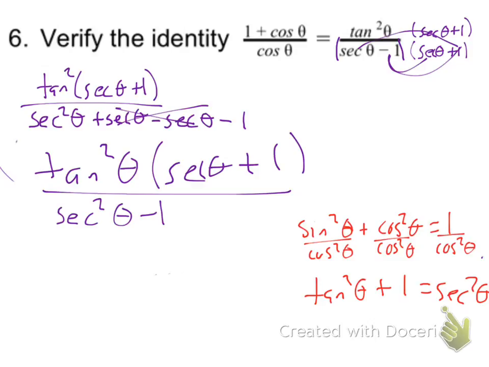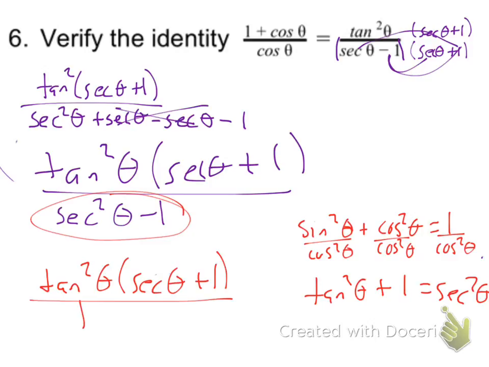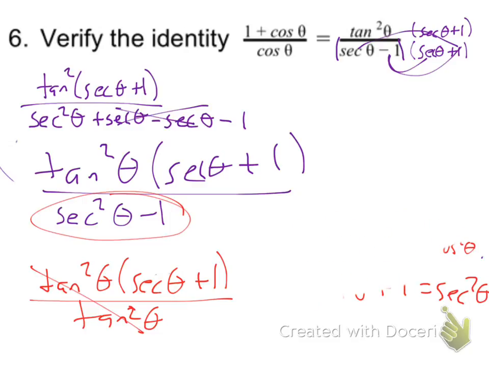And then the question is, what is secant squared theta minus 1? It's tangent squared, guys. It's right here. If I subtract 1 from both sides, it becomes secant squared theta minus 1, which will equal the tangent squared. So that means this thing right here is equal to tangent squared. And what would happen with the tangent squareds? They cancel. I'm going to take this out of here because I don't need it anymore.